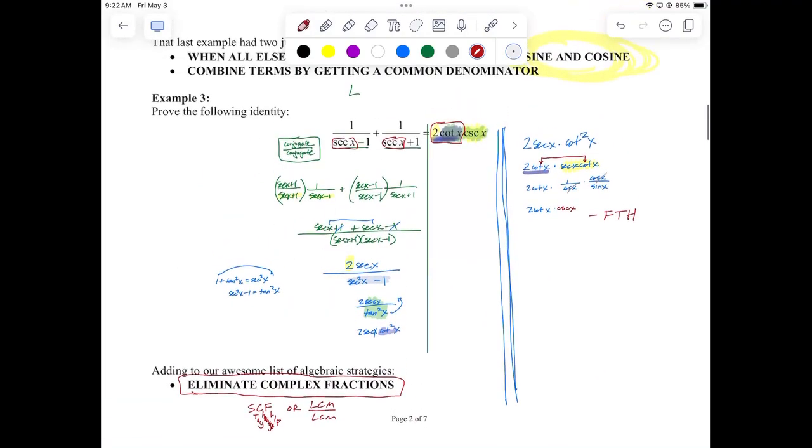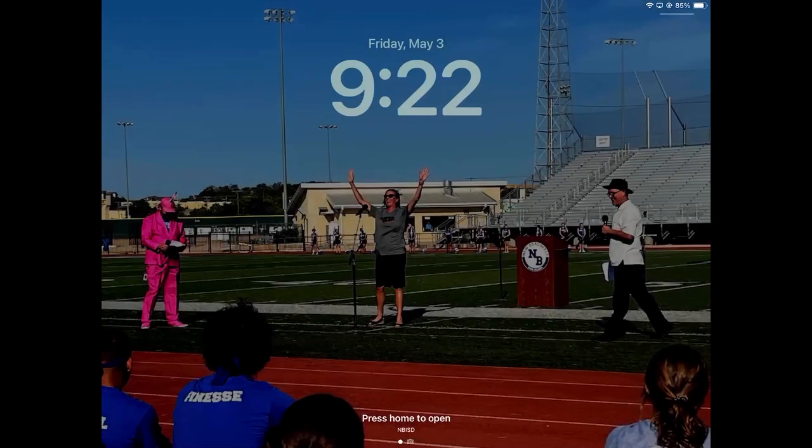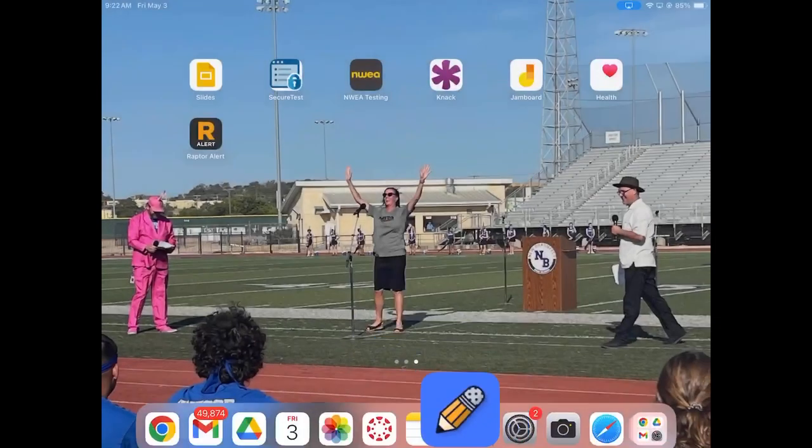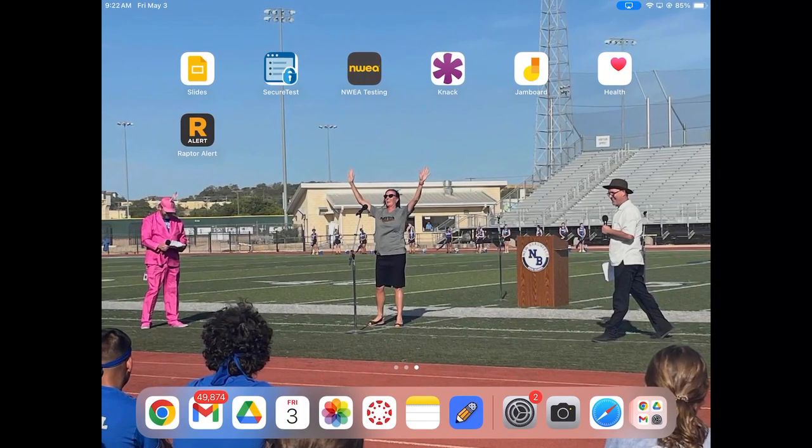All right. Any comments or questions on example 3? Now, any questions on 3?